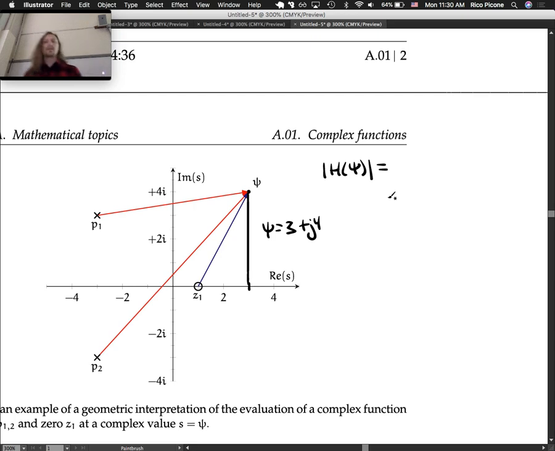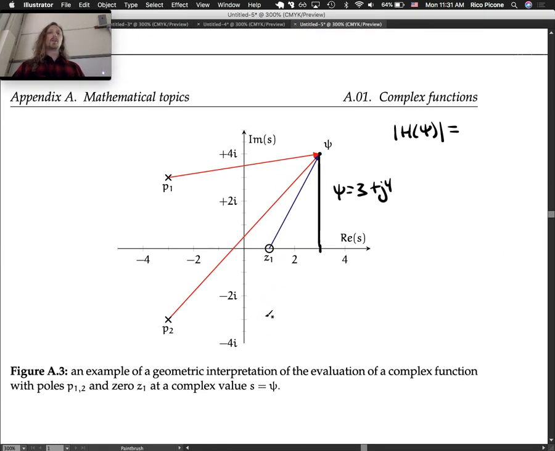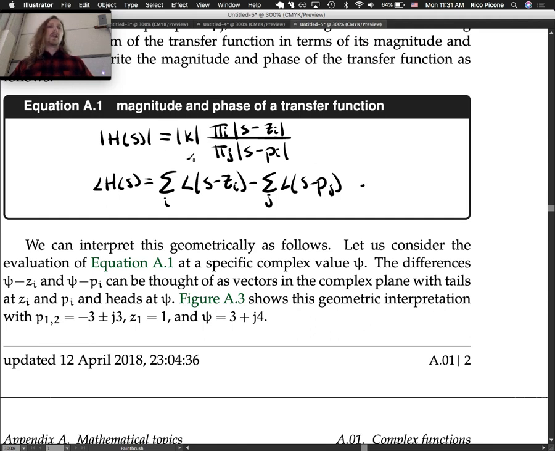So that's what we want to evaluate psi at. We could just plug in psi equals 3 plus J4 into H, which is defined by its poles and zeros. Now, we don't have that overall scaling factor, but assuming that that's 1, we could do it. So this is our problem, but instead of just plugging it into our transfer function, we want to use this geometric interpretation using this A1 equation.